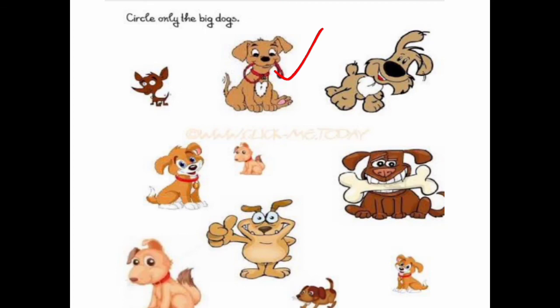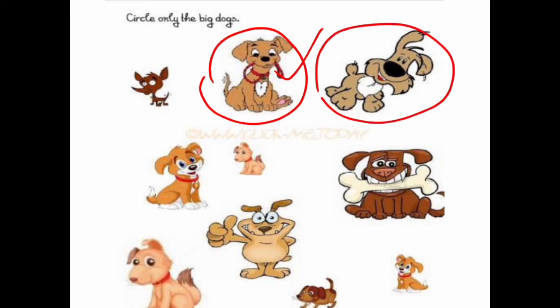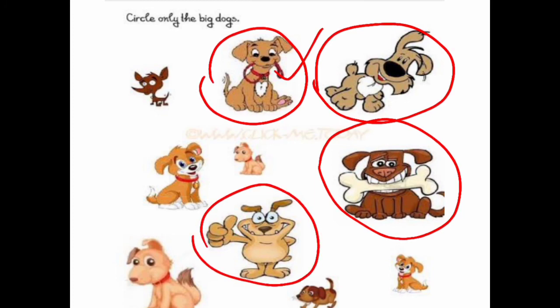Dear students, look at this picture carefully. Circle only the big dogs. Have you seen that? Which dogs are big in size? Yes, very good. The first, this one is big. Then you can look at that. The next one is also big. After that, this is also big in size. Yes, very good students. Here these four animals are big in size.